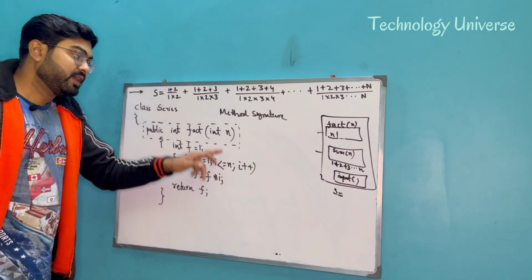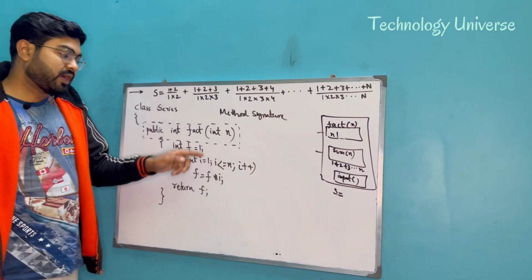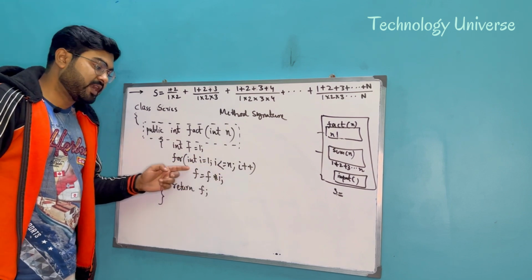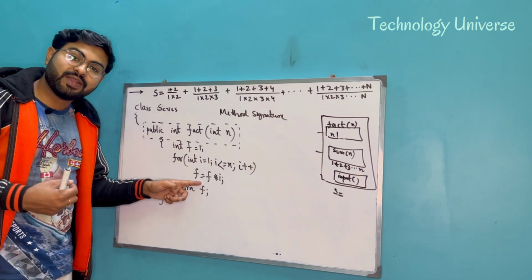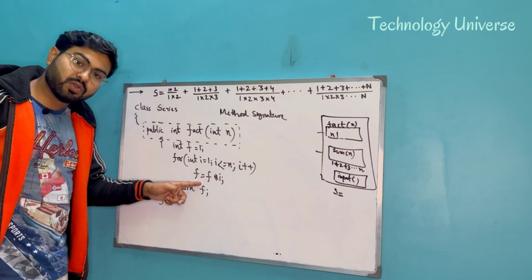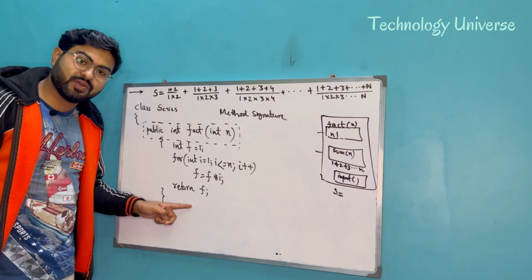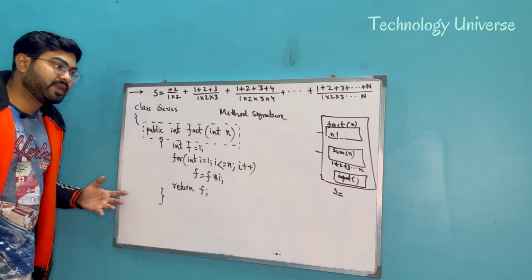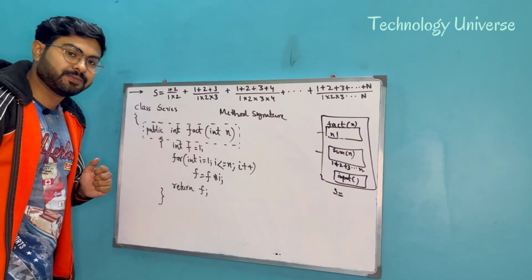If I input the number as 4, I would be running this loop up to 4. That means f would be giving us 1 into 2 into 3 into 4. Okay, 4 factorial is what I would get returned from this method. So basically this method is working to find out the factorial of an input number.